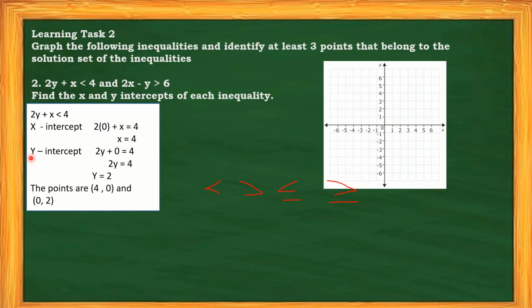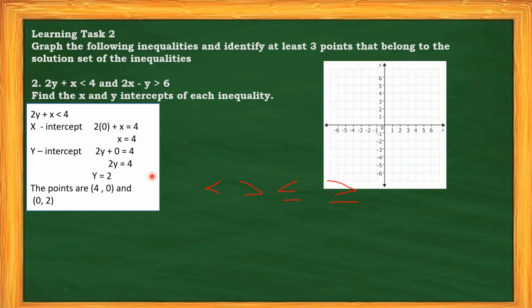Then to find the y-intercept, substitute x by 0. So 2y plus 0 equals 4. So 2y equals 4. Divide both sides by 2. So y equals 2. So this is our y-intercept. Therefore, we have 2 points. So 4, 0. Ito yung ating x na 4 and y is 0. Then the other points, 0 and 2. Our x is 0 and our y is 2.